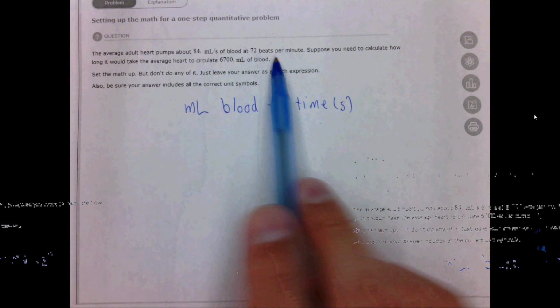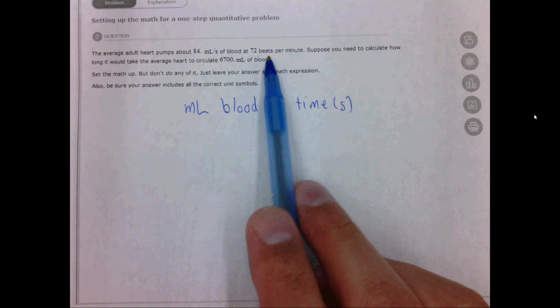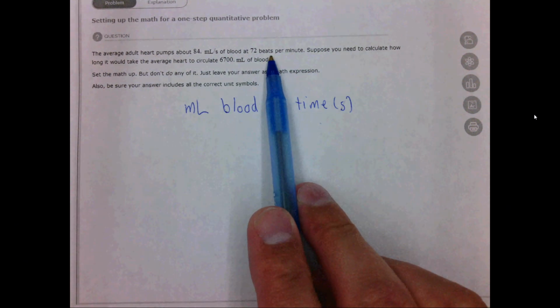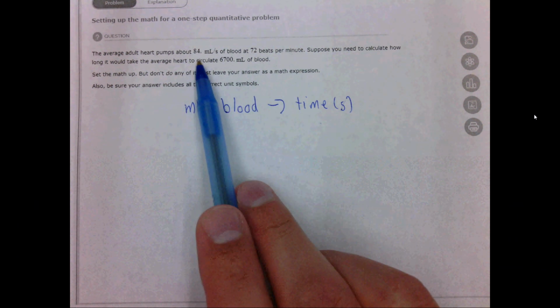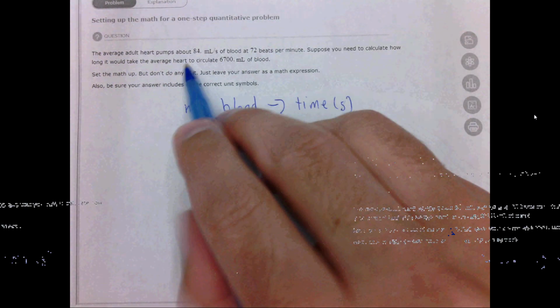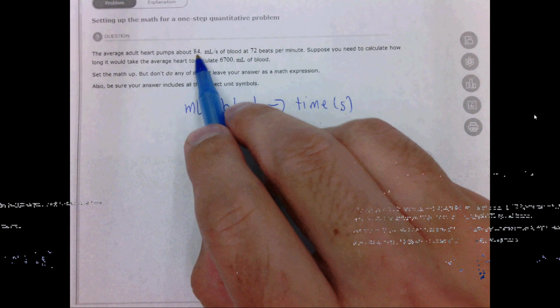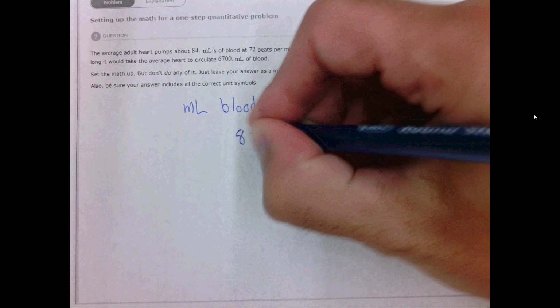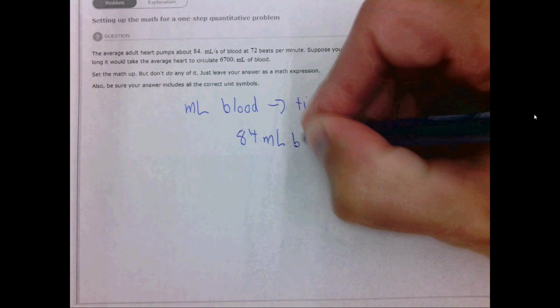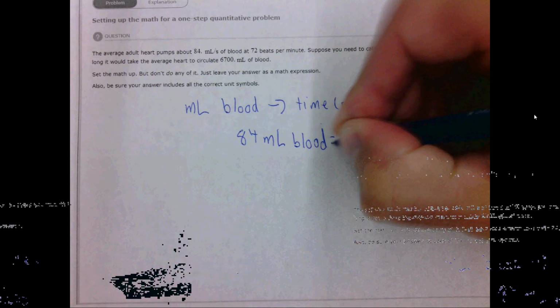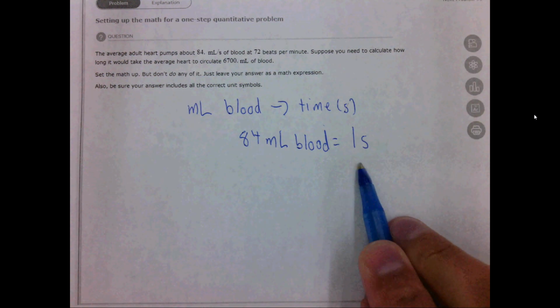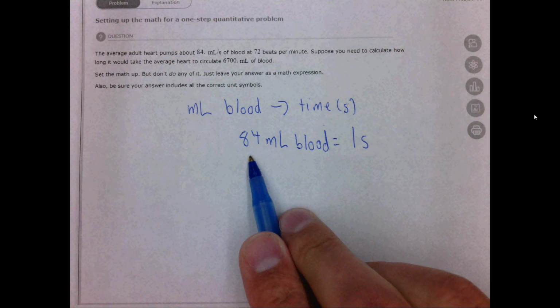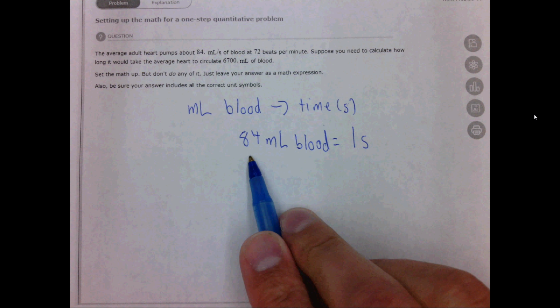Both of these could be set up as equalities, and I'll show you this one in a minute because it may be useful in other problems. But in this case, we know that the average heart pumps blood at 84 milliliters per second. We can write this as an equality. 84 milliliters of blood equals 1 second. So in 1 second of time, 84 milliliters of blood will circulate.